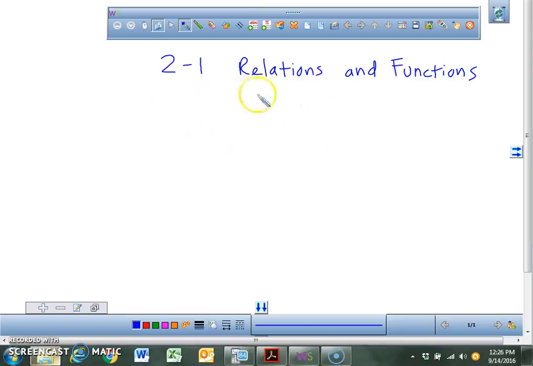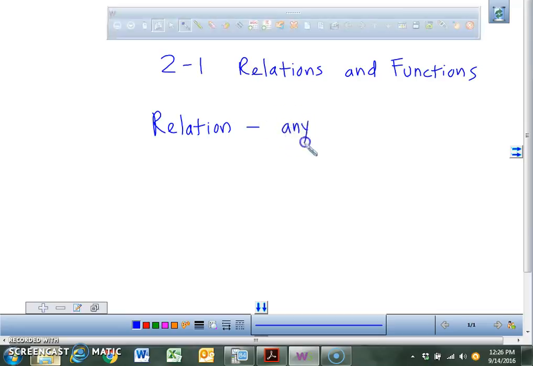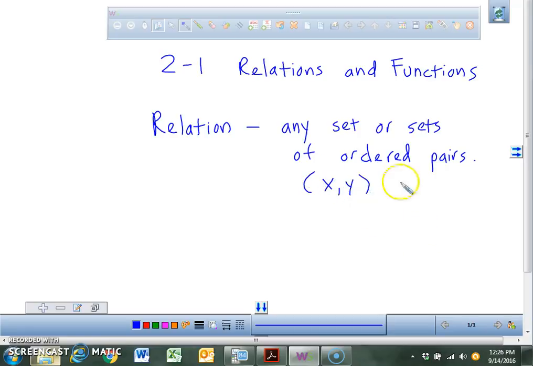Okay. All right. What I want you guys to do is we're going to talk about this word right here called a relation. Basically, a relation is any set or sets of ordered pairs. So basically, anything you put on a grid is going to be considered a relation. When I say ordered pair, think of an x-coordinate and a y-coordinate.